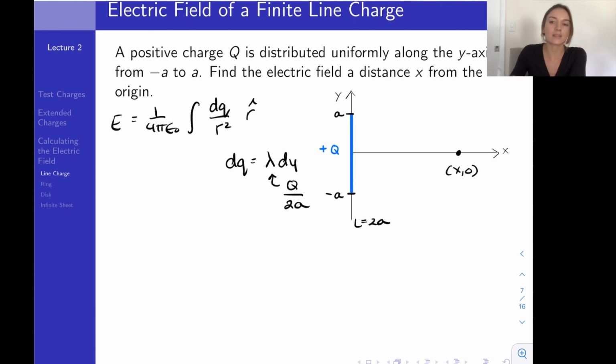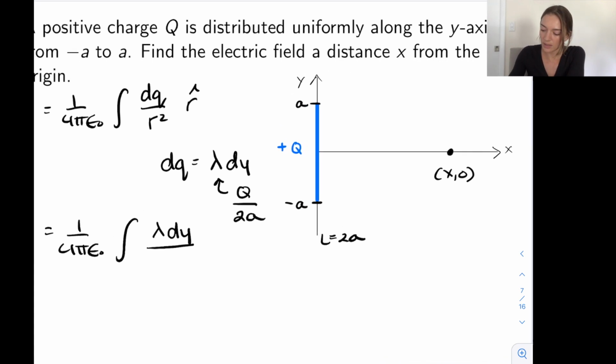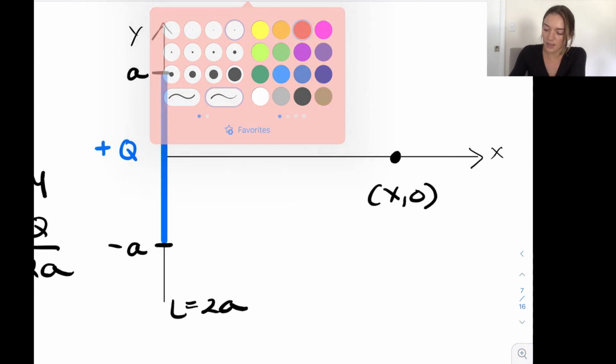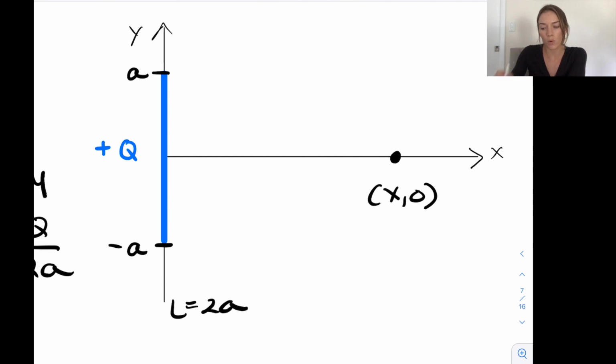Okay, we'll leave things as lambda for now, just so that we don't have too many variables floating around our integral. But keep in mind that we do know what lambda is. It's q over 2a. So let's plug that in now. The 1 over 4 pi epsilon naught is not going to change. We have lambda dy. Now we have to find r. What we want is the distance from each point along our line to this point where we're measuring the electric field.